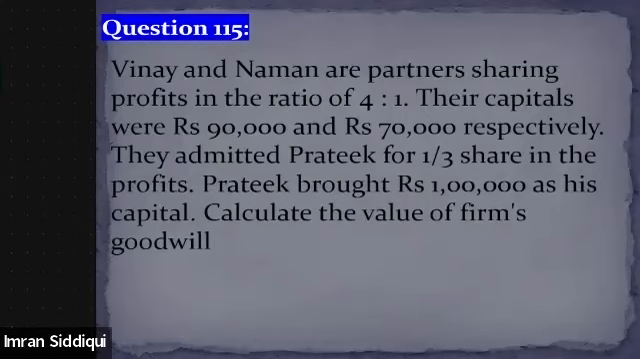Done, Prerna? Prerna, Zainab, you are still doing it? Done, okay. Tell me the answer you have got. The goodwill is 1,40,000. So just confirm, please check this in the book whether you are getting the right answer or not.